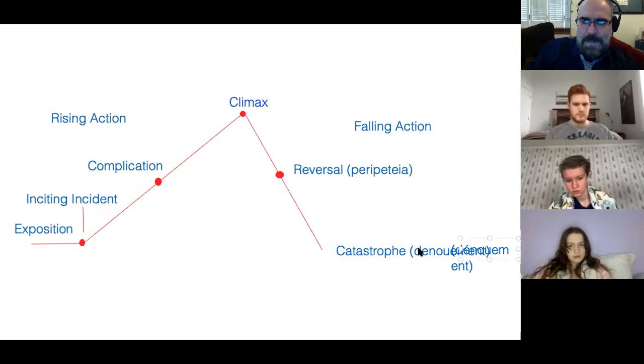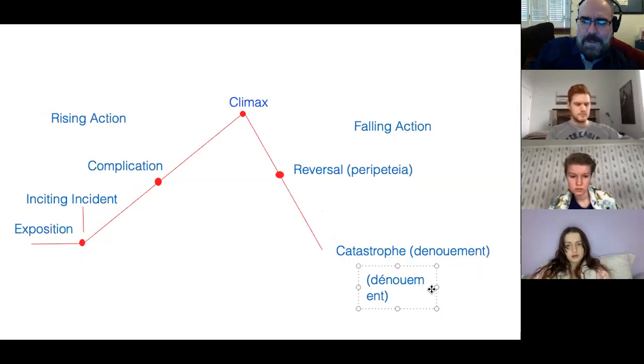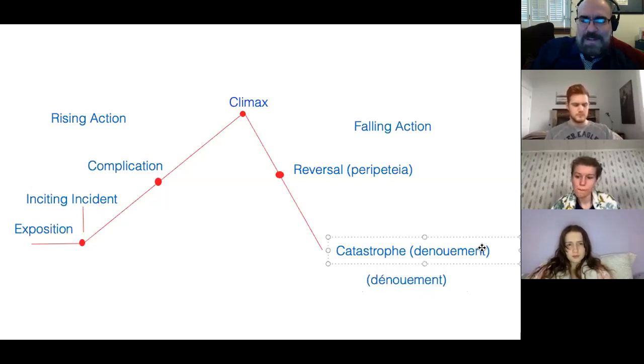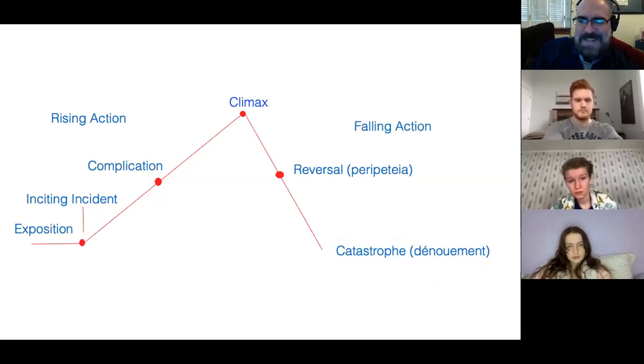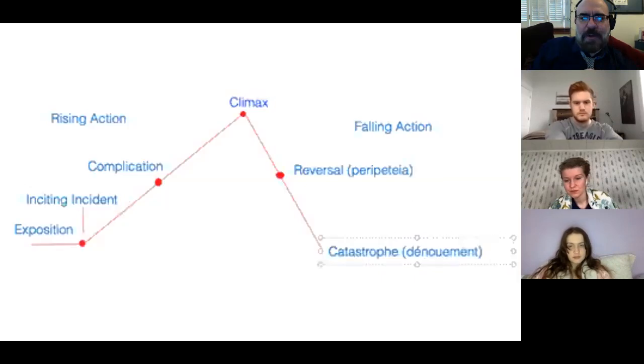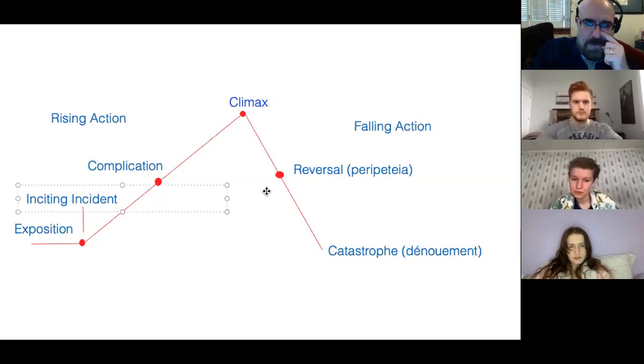Oh. Whoa. Is denouement the same thing as the resolution? Say that again? Is denouement and catastrophe the same thing as resolution? That's a loaded question you're asking, and I'll tell you why. So denouement, the French term here. Catastrophe and denouement are the same thing. If you noticed, I used the term resolution when I was talking about reversal, and I said resolution was sort of like the inciting incident.